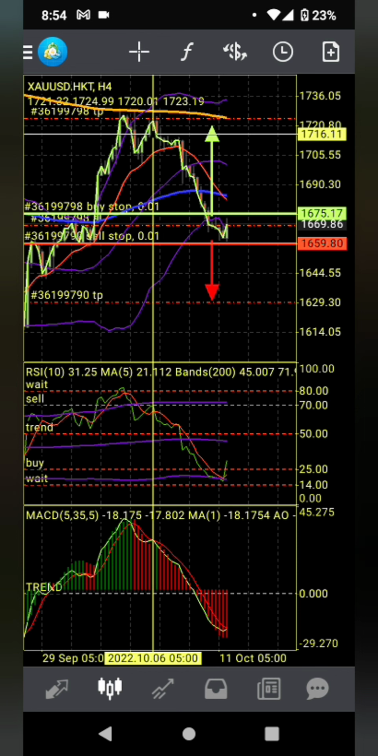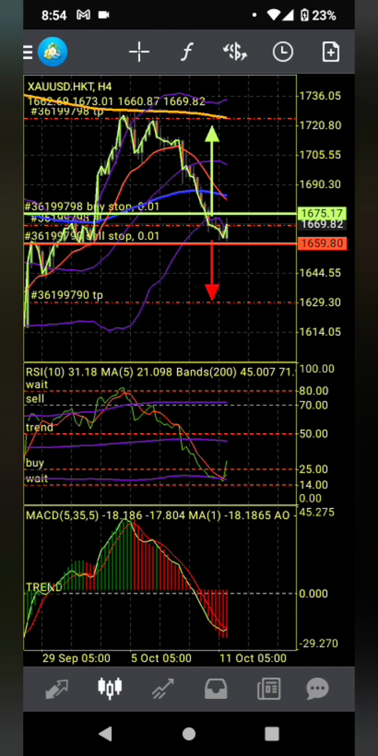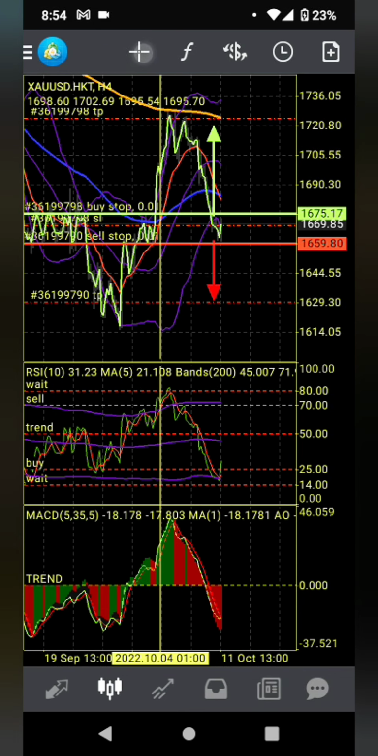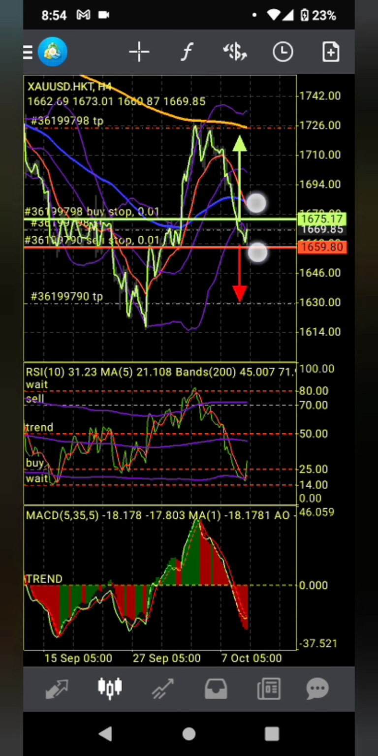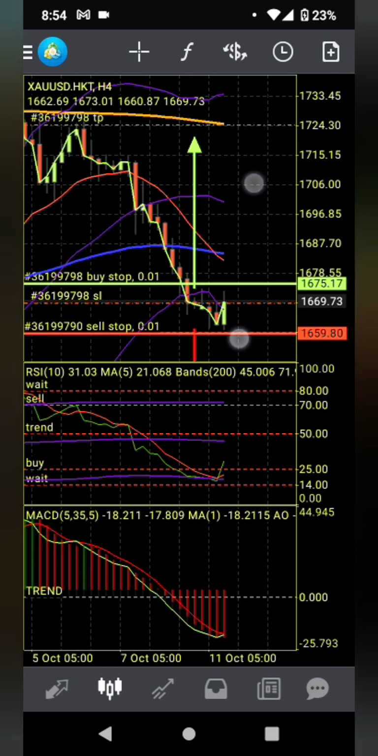All right, like I said, tip number two is limit orders. This is my trading position. Price is here. You see it doing what it's doing here in this little area.